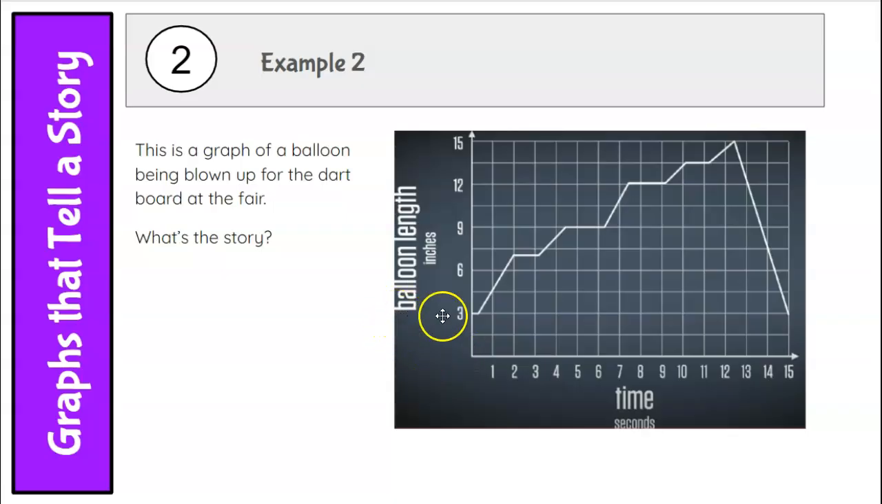Well, a balloon has some length to start with, right? When you first start blowing up a balloon, it's already a certain length, even without any air being blown into it. And then usually people blow into the balloon, and so it gets bigger, and then they have to take a breath. And that's what this flat line would represent, that the change in length is not changing. The amount of length is not changing at all here from 2 to 3 seconds. So he's probably taking a breath and holding on to the end of the balloon so it doesn't let go.